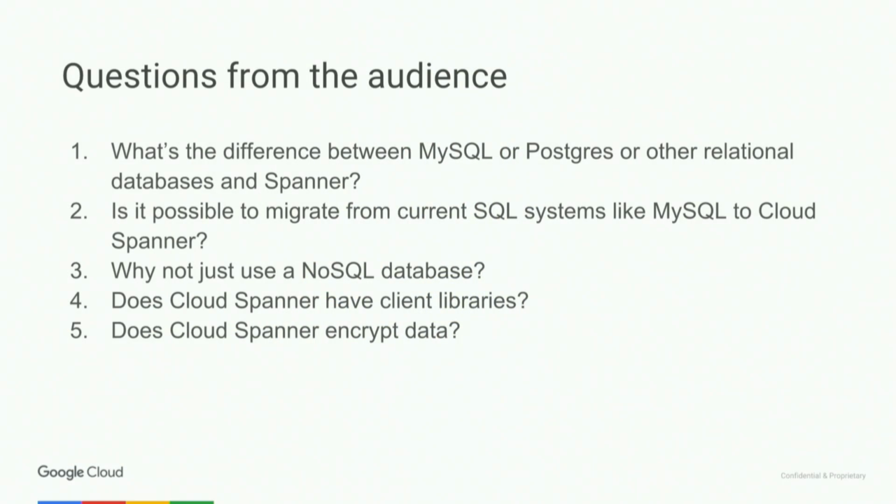And the fifth question was, does Cloud Spanner encrypt data? So in Cloud Spanner, all the data in flight and at rest is encrypted. So if you load any of your data in there, at rest, all the data is encrypted. Now, if you want to have encryption on top of that, you need to put this encryption on top of that.